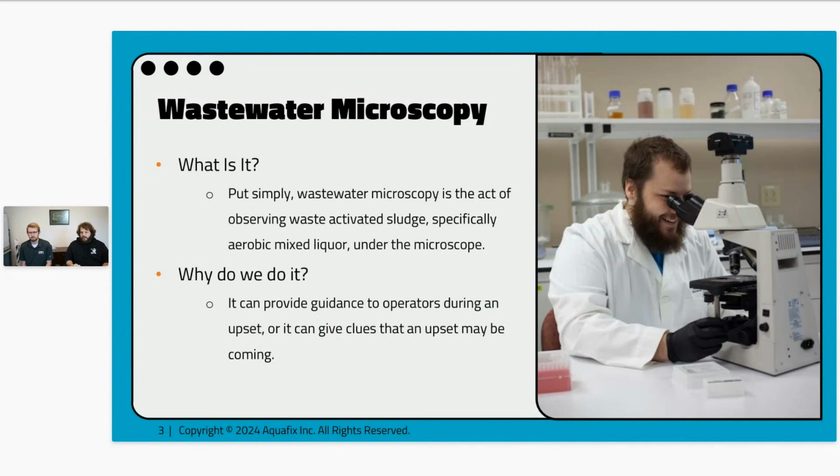So put simply, what is wastewater microscopy? It is looking at your mixed liquor, looking at your waste activated sludge under a microscope. You're looking in as close as you can, getting a real good glimpse at floc and filaments and the biology that's happening in your plant. We do this because it's a valuable tool that should be in your tool set. You do it so that you can get clues and glimpses as to what can be happening in your plant before it's going to cause larger scale problems in your effluent or permit meeting. And you do it so that you can learn more about what's happening in your system.